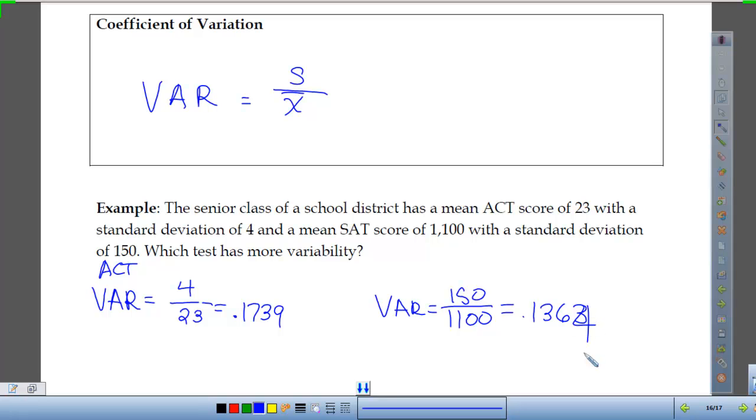Which one of these seems to be more consistent? It would be the SAT because it's smaller. The question was which test has more variability? If we're answering that question, it would be the ACT. The ACT has more variability, because its standard deviation compared to the mean is larger than the standard deviation of the SAT compared to its mean.